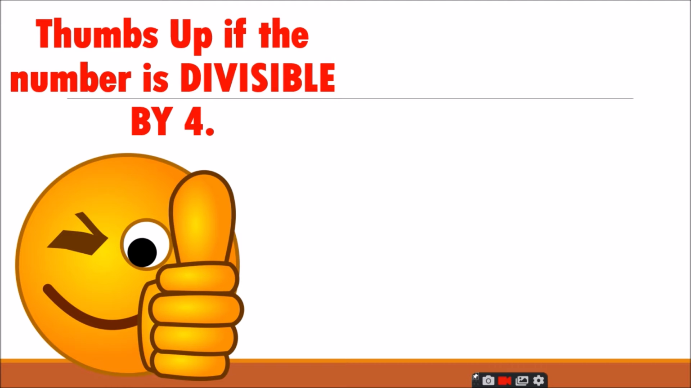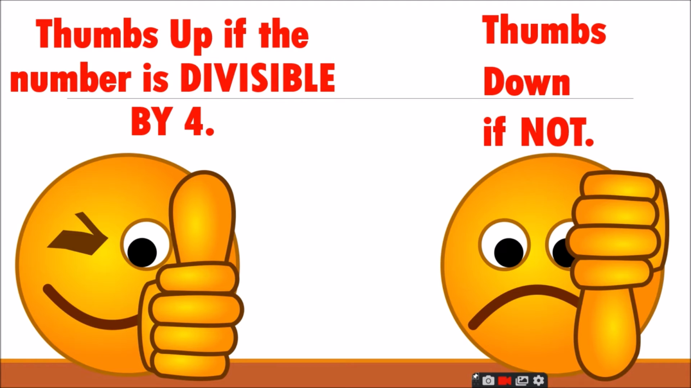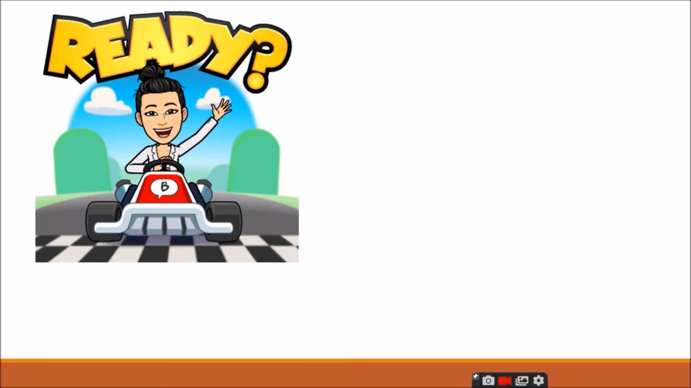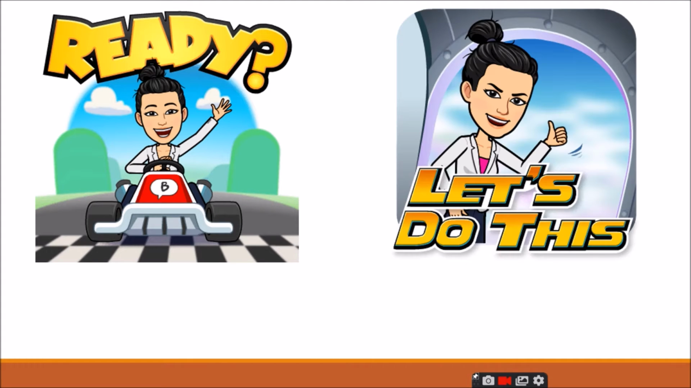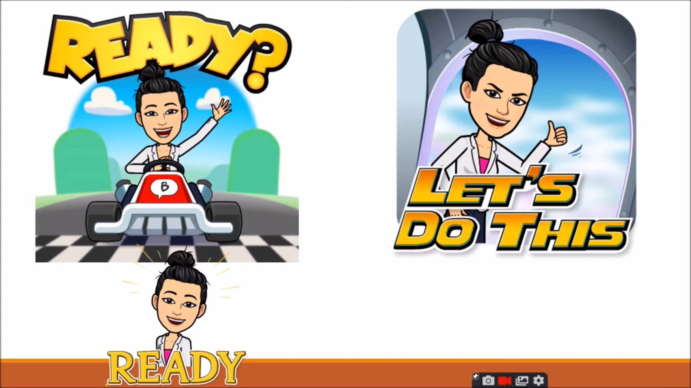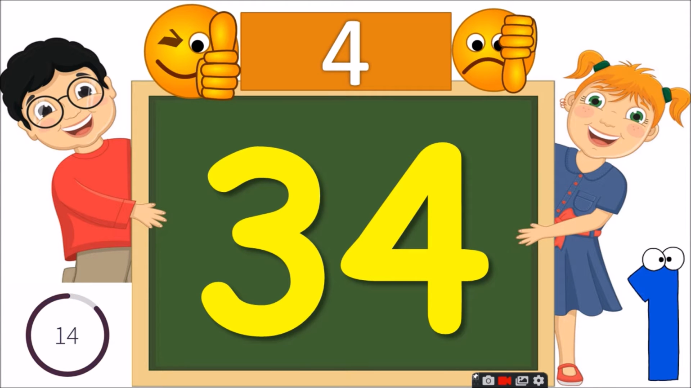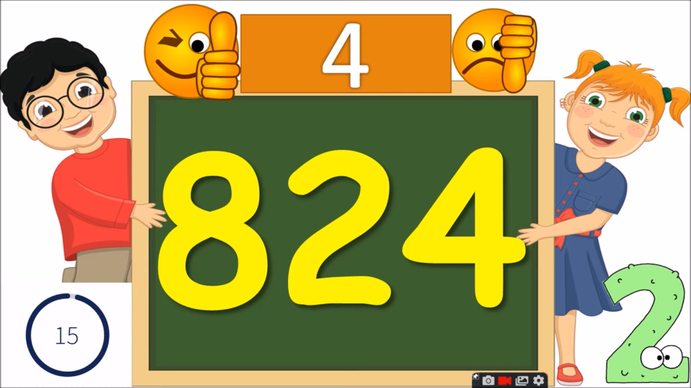Okay, so let's have the activity. So thumbs up if the number is divisible by 4 and thumbs down if it's not. You are given 15 seconds to do the activity. So are you ready? So let's do this. Ready, set, and go. Number 1. Thumbs up or thumbs down? Okay, it's thumbs down.